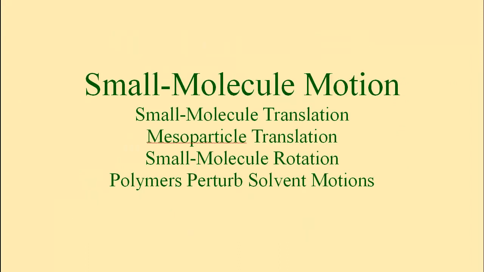This chapter considers the motion of small molecules through viscous and polymer solutions. We start by considering small molecule translational motion and mesoparticle translational motion through viscous solutions where the viscosity is due to small molecules being viscous. We then turn to small molecule rotation. We finally consider evidence that polymer molecules perturb the motion of nearby solvent molecules.